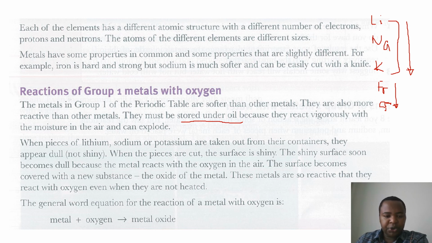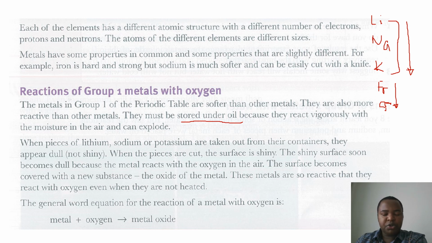So the general equation is: metal plus oxygen gives the metal oxide. Different metals have different reactivities with oxygen. Some metals react very vigorously, or are explosive, when they react with oxygen, and some have a very slow reaction with oxygen. The group 1 metals, as we have said, become more and more reactive as you go down the group.